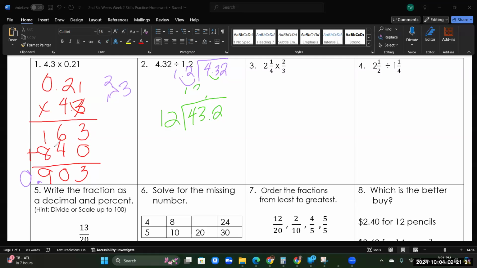43 divided by 12 would be 3, 3 times 12 is 36. Subtract. You get 7. Bring down the last digit. 72 divided by 12 will give us 6. We see that we do not have anything left over, so our answer will be 3.6.